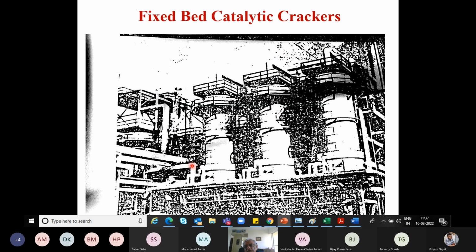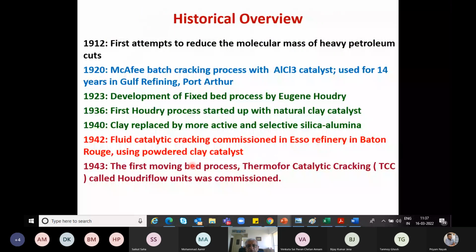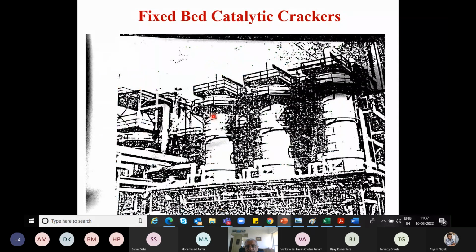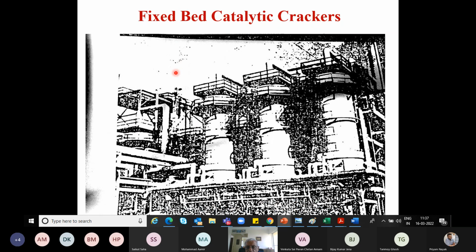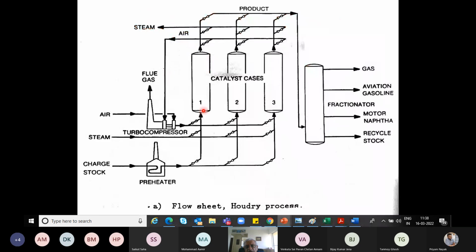This picture gives you some idea. You remember I told you about the Eugene Houdry fixed bed process, 1923. So this is the photograph of those reactors, the fixed bed reactors of the Houdry process. And if you look at the schematic, basically these were huge reactors, as you can see from this picture. These are pretty huge reactors filled with clay, and you have feed going in and then being cracked, and the products coming out.